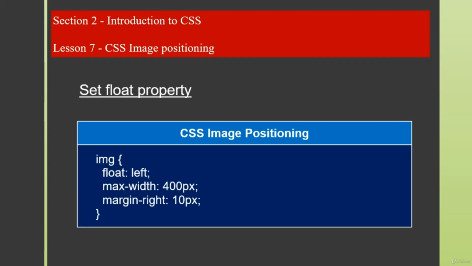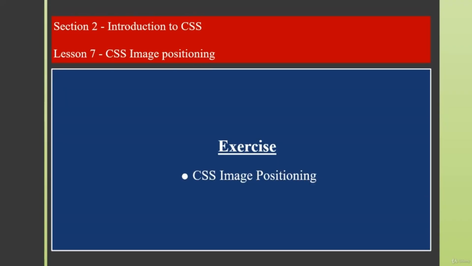This is an example of CSS image positioning. In this example, it applies left floating, 400 pixels width and 10 pixels right margin to an image. Now let us move ahead to add an image in our HTML document and apply styling for image positioning to that image.